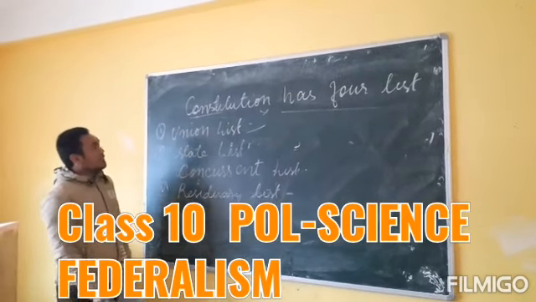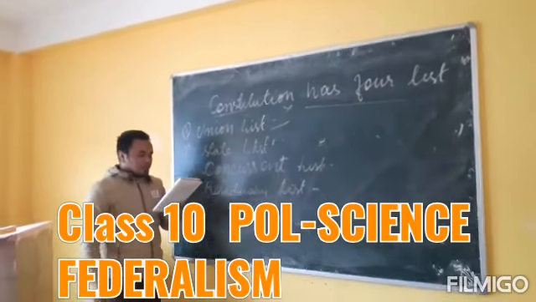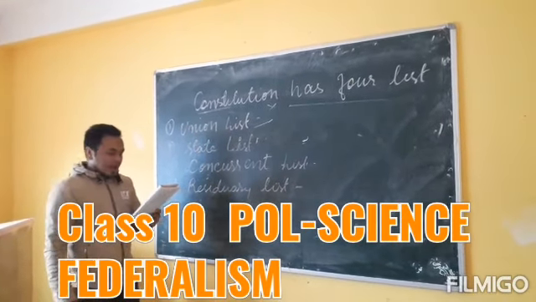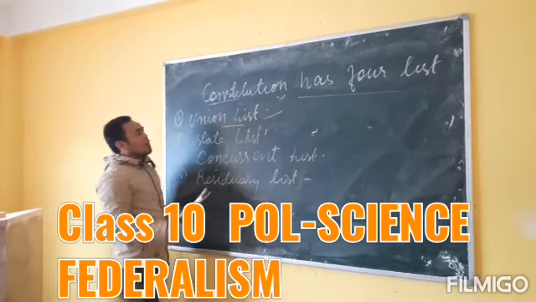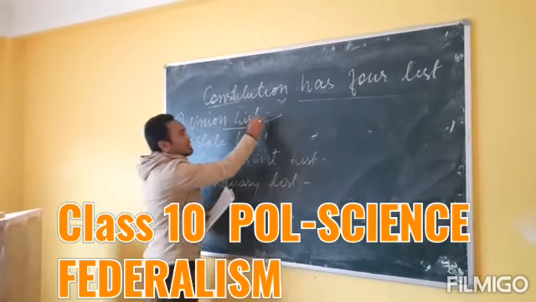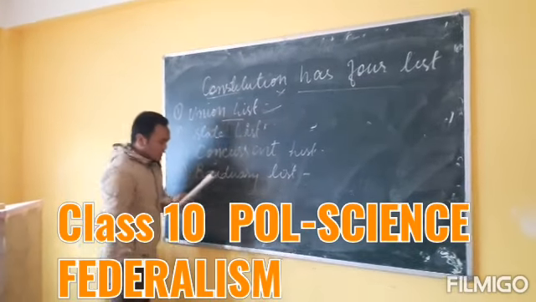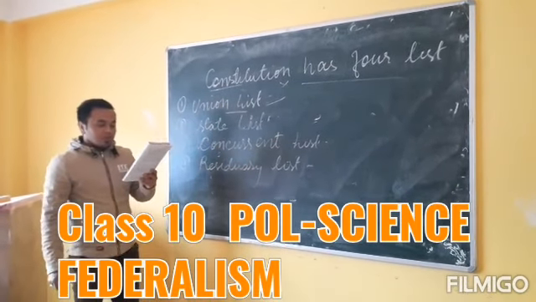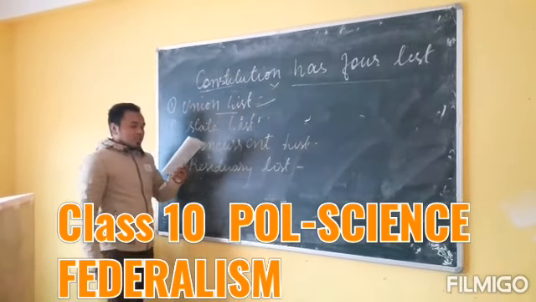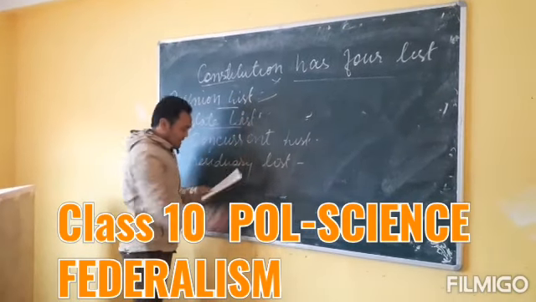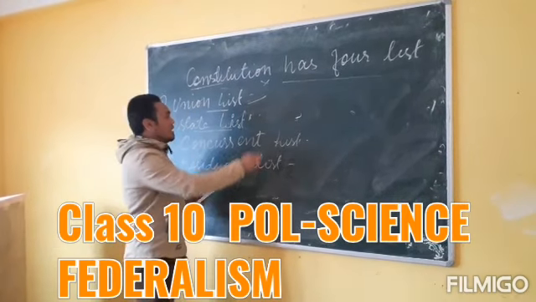In the union list, the laws related to subjects like defense, banks, currency, foreign affairs, etc. are listed, and all the laws are made by the central government. Next, number two is the state list. In the state list, subjects of local importance and day-to-day administration are listed. The state government makes laws on subjects like police, trade, agriculture, irrigation, commerce, etc.